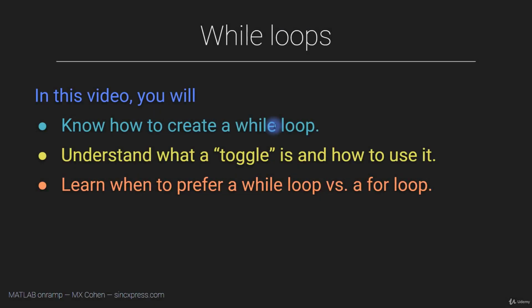So in this video, I introduced you to while loops. I showed you how to create a while loop. I introduced you to the concept of a toggle and how to use it. And I also talked about when to prefer a while loop versus a for loop. And just as a quick reminder, you should prefer a for loop when you know in advance how many iterations you're going to need. And you should prefer a while loop when you don't know in advance exactly how many iterations you will need to solve the problem.